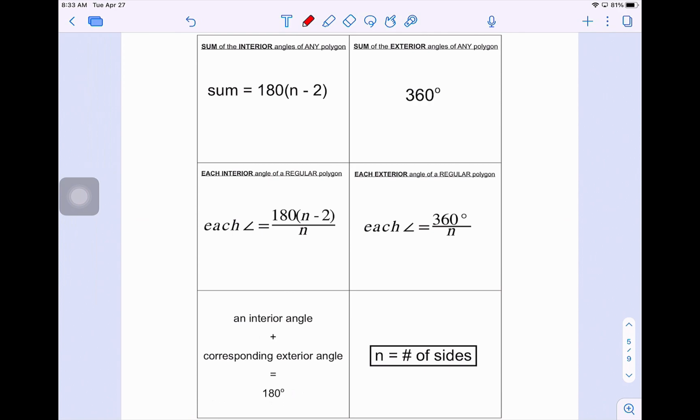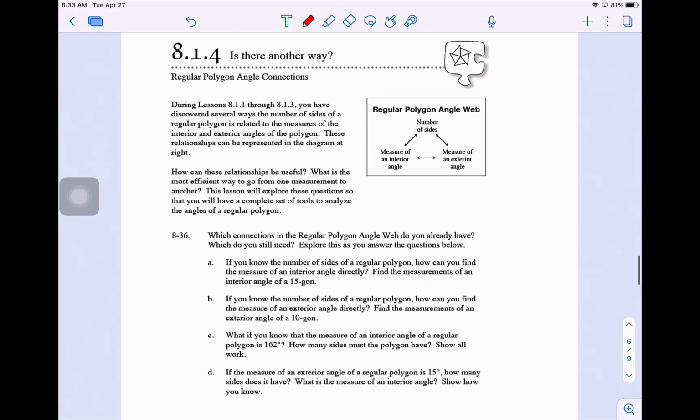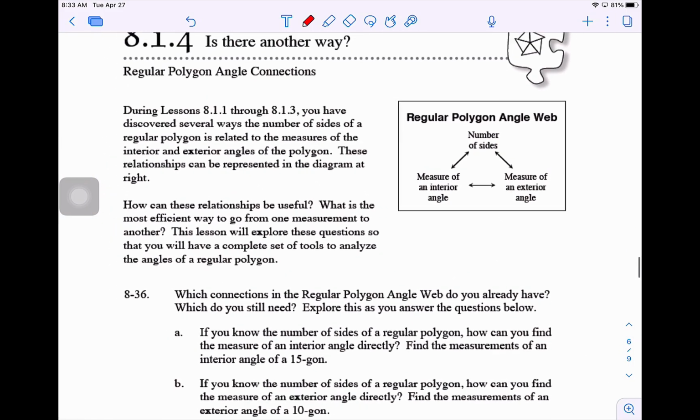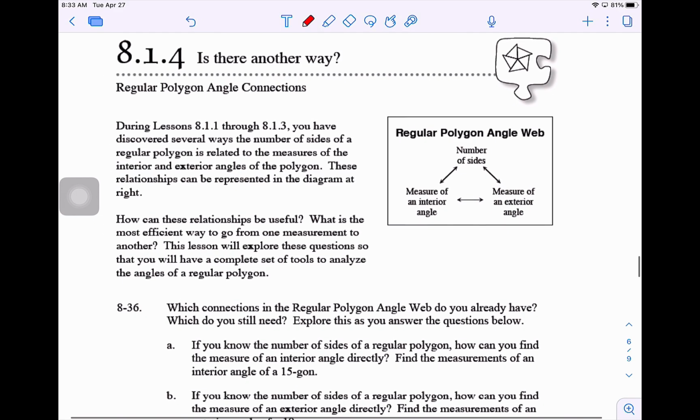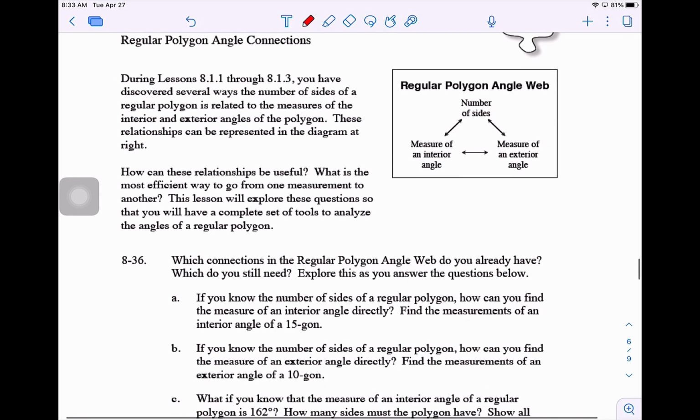So if you take your warm-up and you turn it over to the back side, it's a little bit small. It's a little bit hard to read, but what you're going to need is there. So if you notice, 8.14 is the connection that is made between everything we've talked about. That's really what we're looking at. You probably can't read it, but you can take a look up here if you need to.